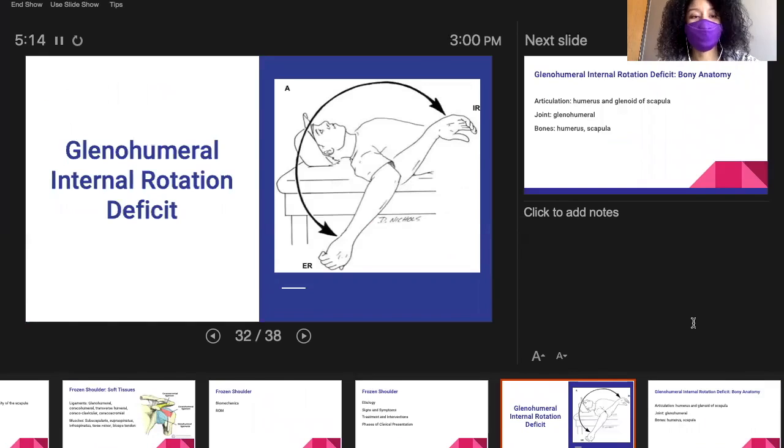And then the next injury that I chose to do is glenohumeral internal rotation deficit. This picture that I have shown here is just showing external rotation and internal rotation, similar to what an overhead thrower would do. And this injury is very common in those that participate in overhead throwing activities such as softball, baseball, tennis, handball, and even javelin throwers.